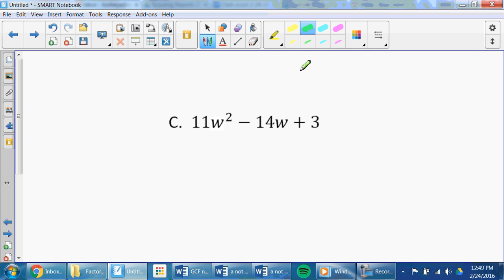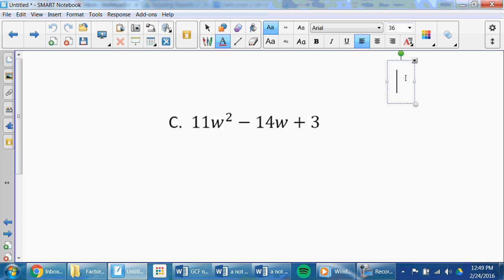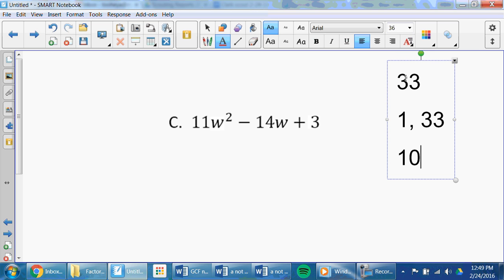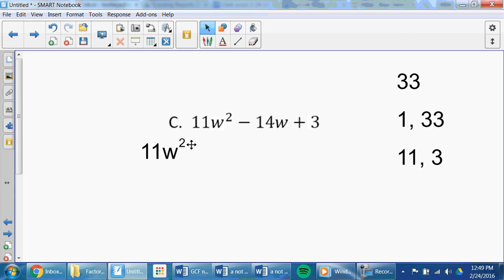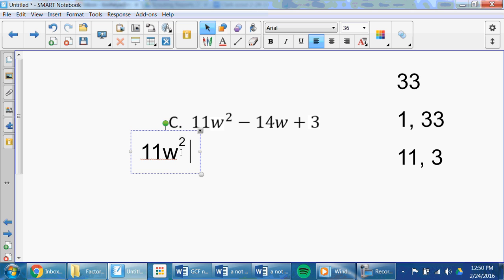Let's look at C. C is a little different because it's a negative. So I do 11 times 3 when I multiply those together. Okay, that gives me factors of 33. I get 1 and 33, and I get 11 and 3. Now, they have to both add to be negative, so that means both numbers here are going to be negative. So I'm going to get 11w squared minus 11w minus 3w plus 3.